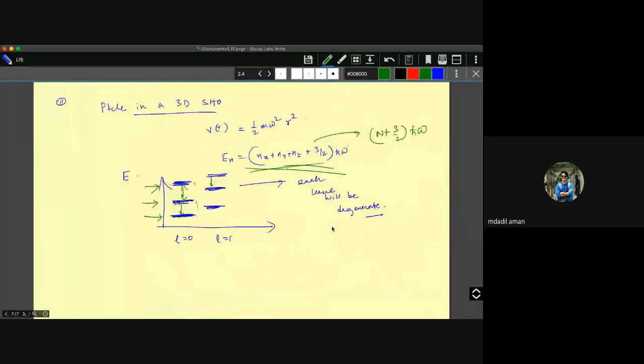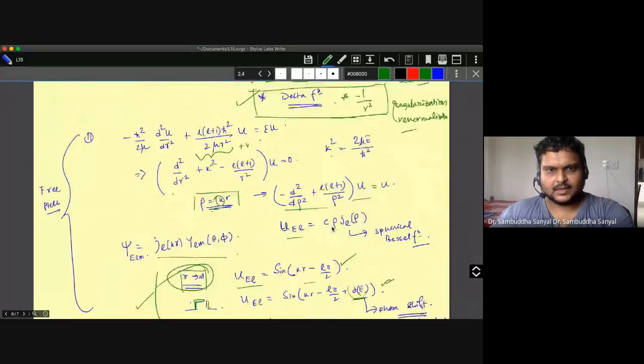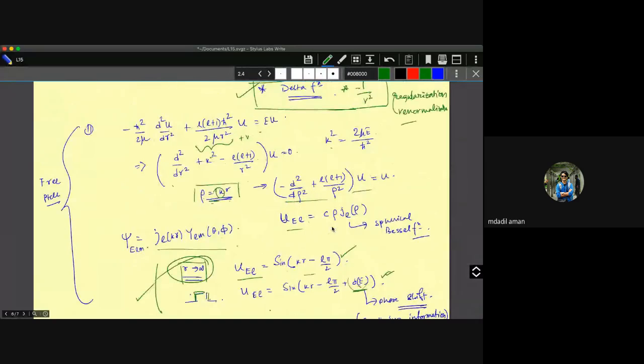Which problem are you talking about? Let me share the screen. Yes, this one: minus h-bar squared by 2 mu, d squared u by dr squared, and the second term, which is invariant of theta, equals E u. So after that, we see this is basically a free particle solution.